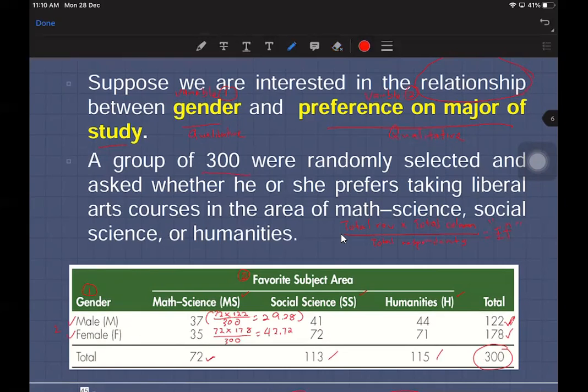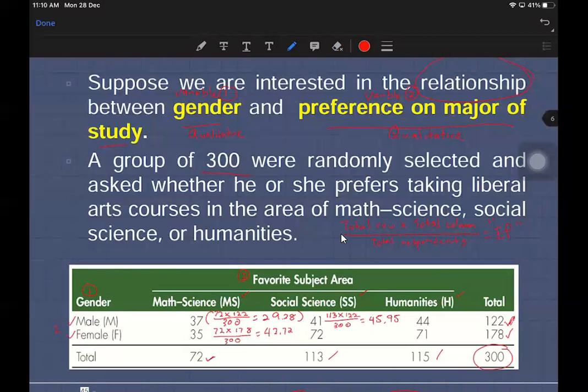42.72. Okay, so now we do for 41. So total column 113 times total row 122 divide by 300. 113 times 122 divide by 300. 45.95. Okay, now we do for all.